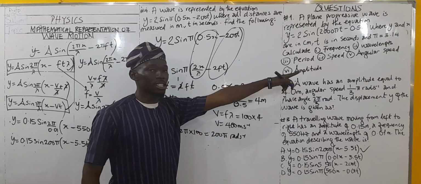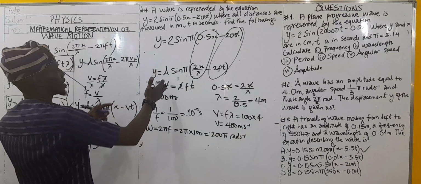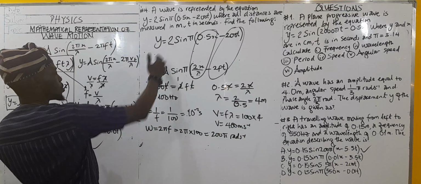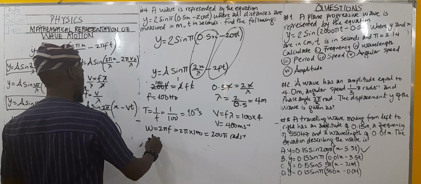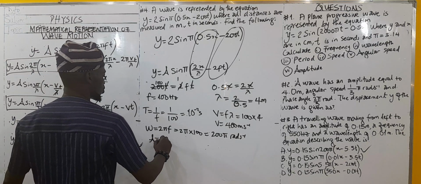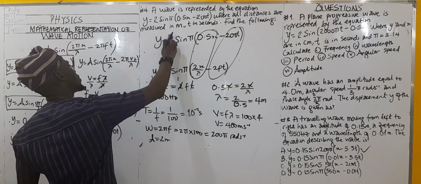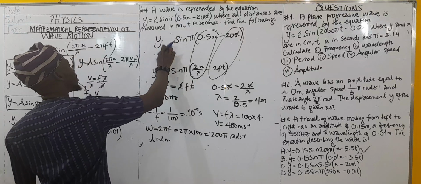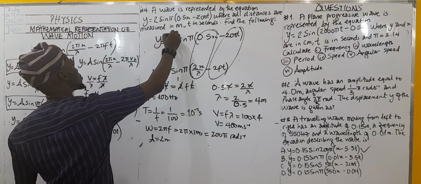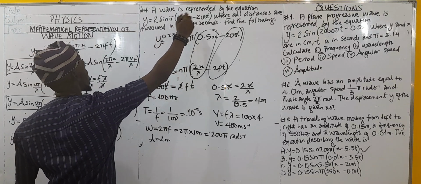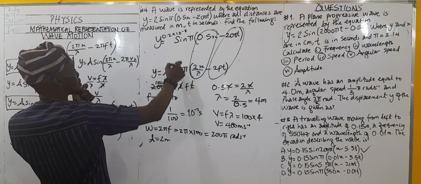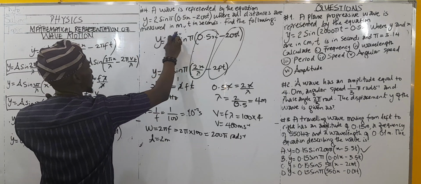Okay, so now the last thing is the amplitude. Look at it, A is 2. So it means the amplitude is equal to 2 meters. They can give you one kind of value, they can give you 0.2 times 10 raised to the power minus 8, so whatever. Whatever is before sine is actually the amplitude.